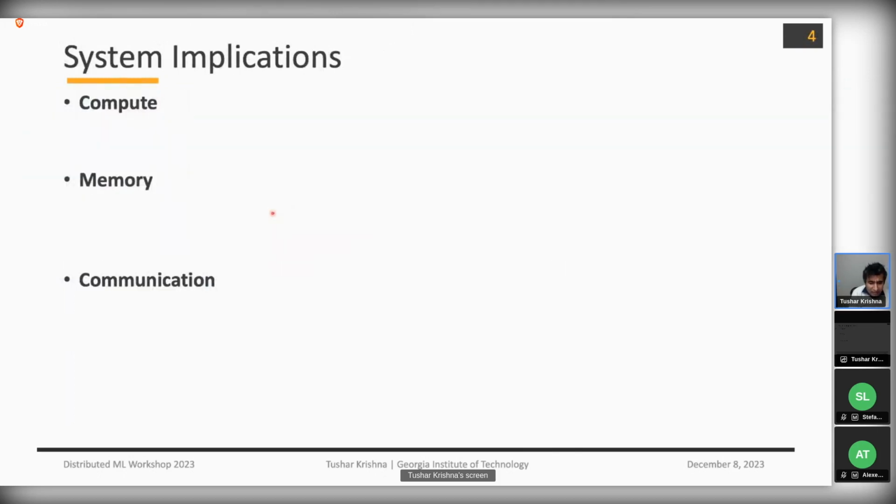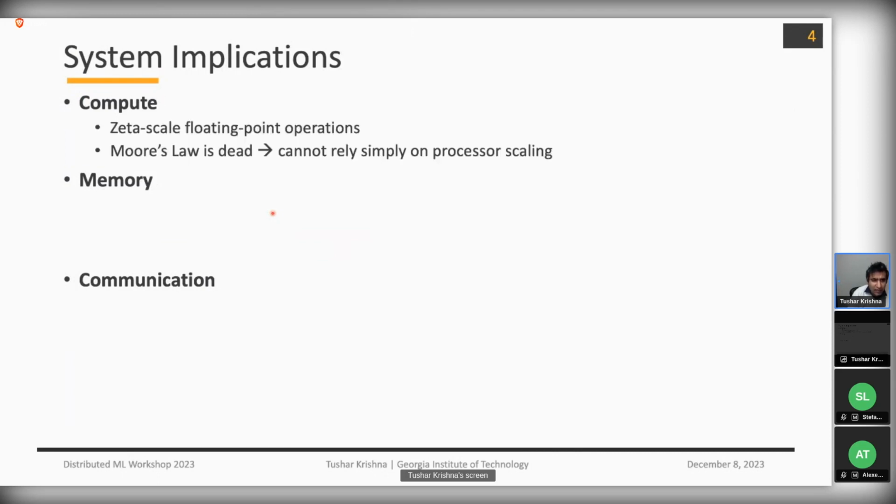On the system side, there are very interesting implications. On the compute side, you have zettascale floating point operations, and Moore's law is kind of dead or at least stagnant. So we cannot simply rely on our CPUs getting faster and faster to get us the processing we need for training and serving these models efficiently.